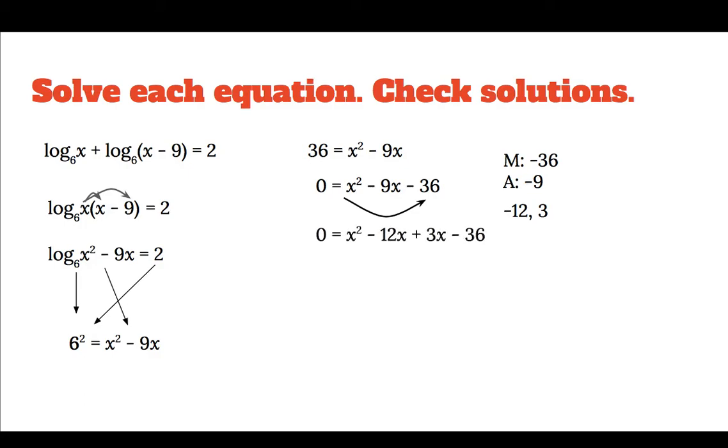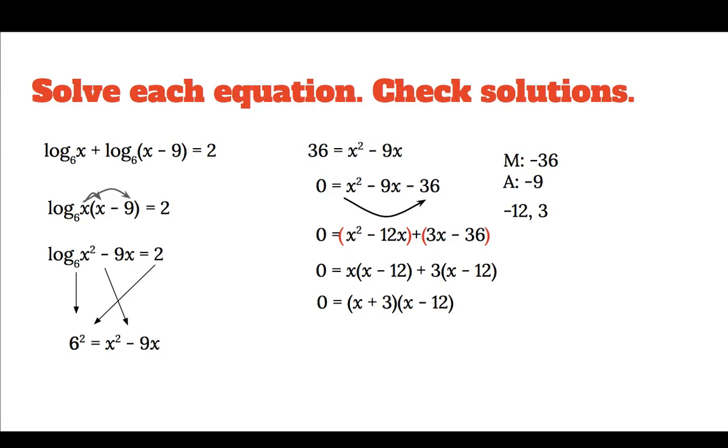I take those 2 numbers, replace the minus 9x in the middle with the negative 12x plus 3x, and I go and do factor by grouping. So I'm going to group both the first 2 terms and the second 2 terms and see what we have in common. With the x squared and the minus 12x, they have an x in common. With the 3x and the minus 36, they have a positive 3 in common. So this in factored form is x plus 3 and x minus 12.